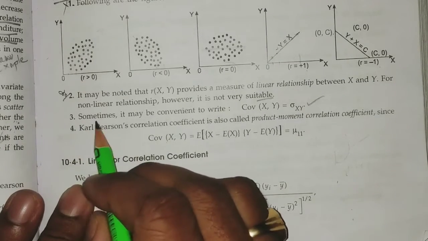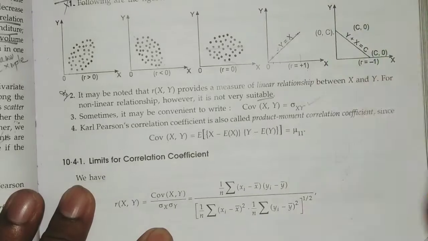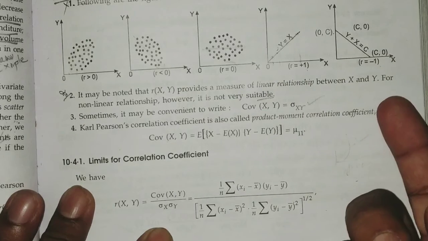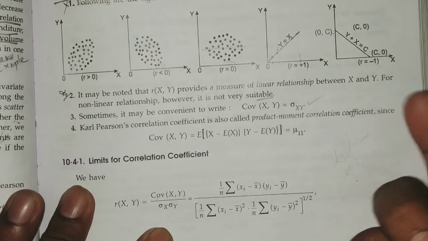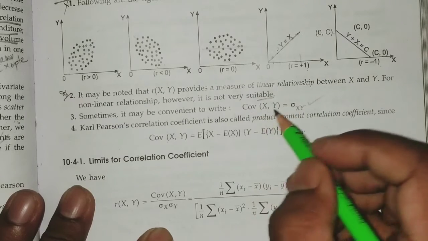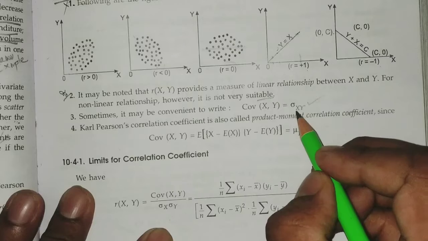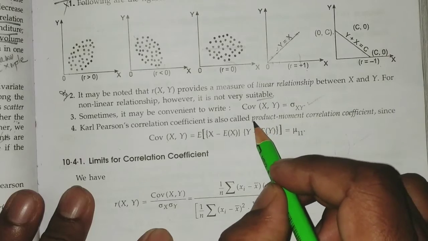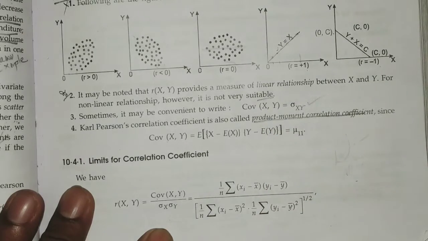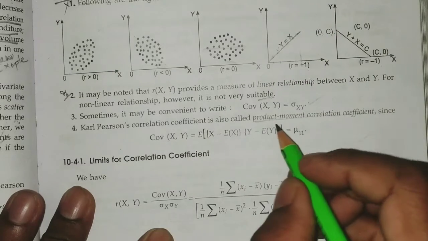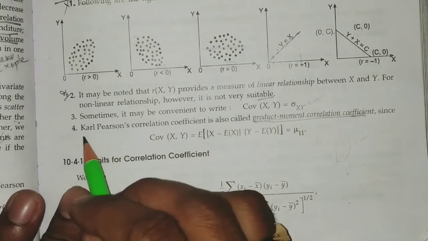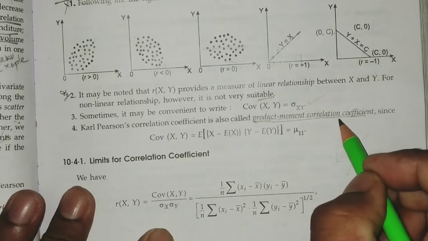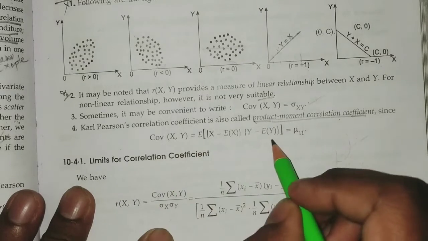Sometimes, now say this point, sometimes it may be convenient to write covariance somewhere. You can see that in our next video or next section, whenever we discuss, in many places you can find that instead of covariance it has been written sigma xy. Okay, Karl Pearson's correlation coefficient is also called the product moment correlation coefficient. You have to just remember, because maybe in your exam it will ask you to define this one instead of Karl Pearson coefficient. So you have to remember that Karl Pearson coefficient is nothing but the product moment correlation coefficient, since this one equals this one.